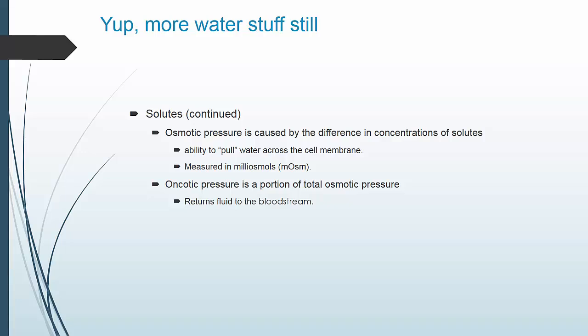Now, oncotic pressure is a portion of the total osmotic pressure. And this is created by the concentration of large proteins that can't pass easily through the capillary wall. The capillaries are very permeable to small ions, so the oncotic pressure is equivalent to the total osmotic pressure in these vessels. Oncotic pressure returns fluid to the bloodstream when it's forced out through the capillary walls under the hydrostatic pressure created by the force of the blood. So this higher concentration of albumin in the bloodstream kind of pulls the water back into the capillaries, which prevents edema. Your osmotic pressure of IV fluids is called tonicity.